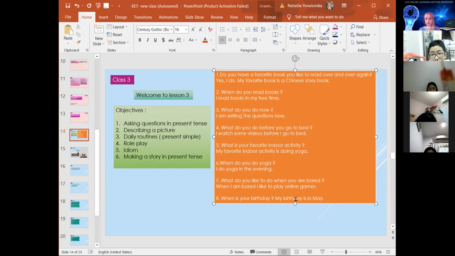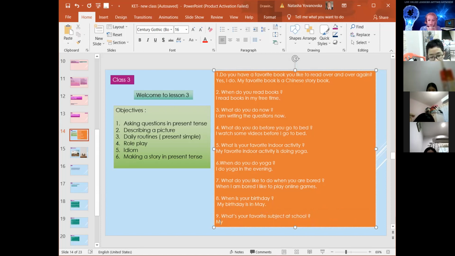Now, Yeroy, you have to make a question for Ketyu. What is your favorite subject in school? What's your favorite subject at school? Not in the school, at school. Ketyu, what's your favorite subject at school? My favorite subject at school is mathematics. Perfect. Very well. So, my favorite subject is math or mathematics, whatever you prefer.